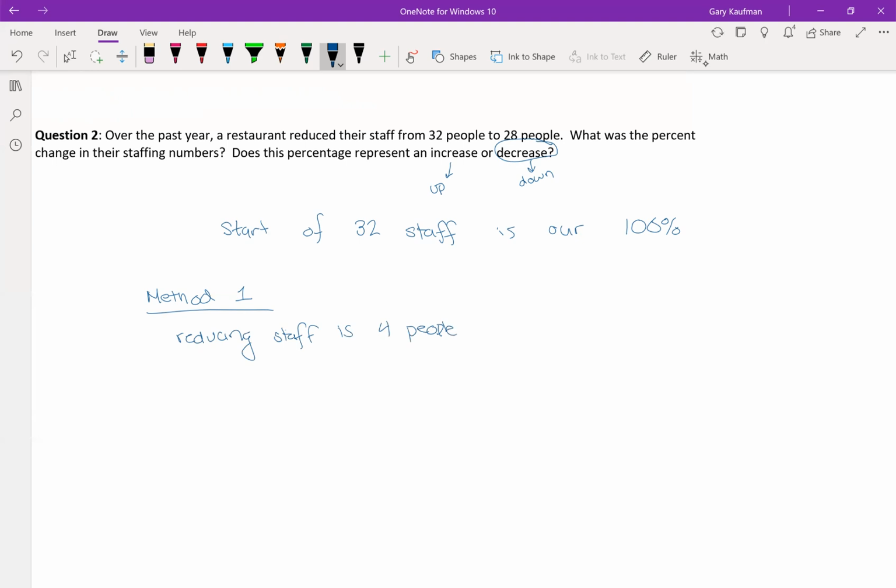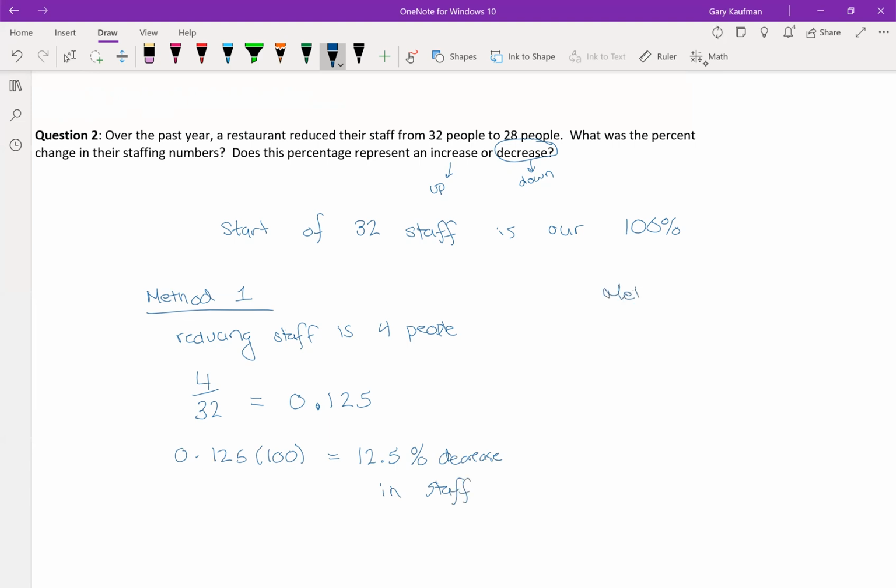So therefore, what I can do is say, okay, we reduced 4 people out of the original 32. So we could say 4 out of the 32 people, which equals 0.125. Now I multiply this by 100 to turn it into a percentage, and I get 12.5% decrease in staff. So that's method one.